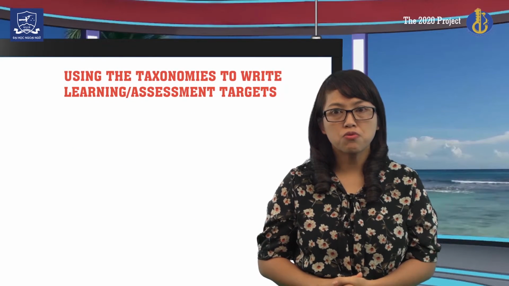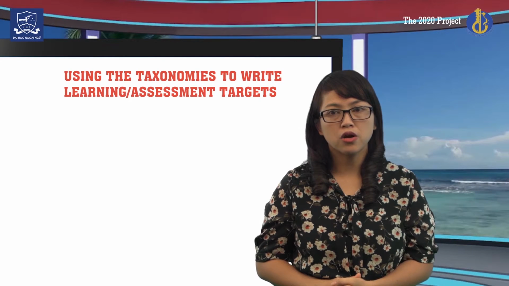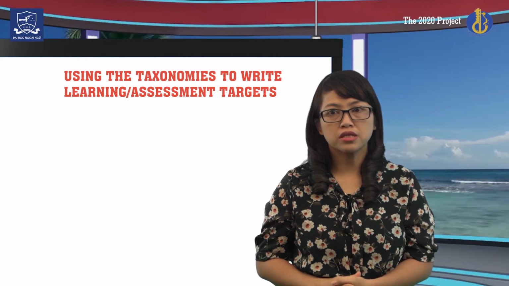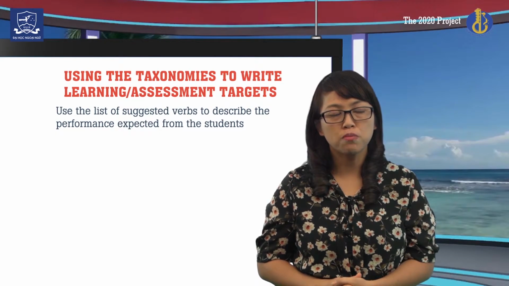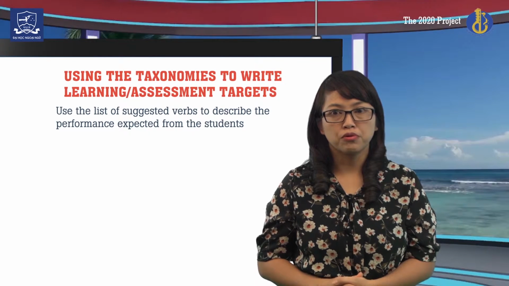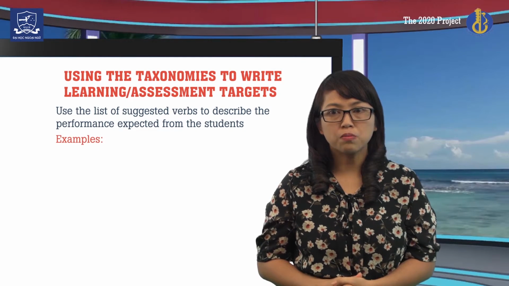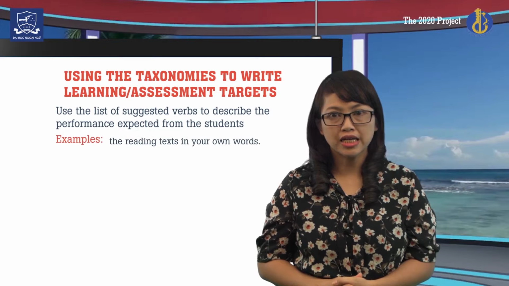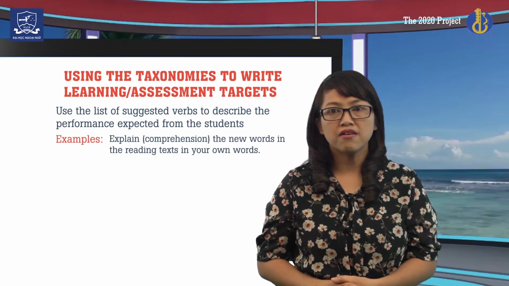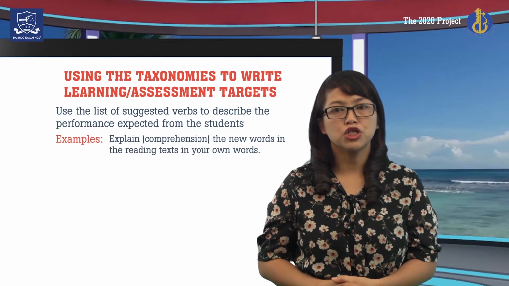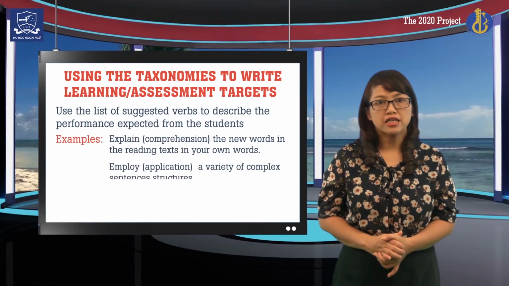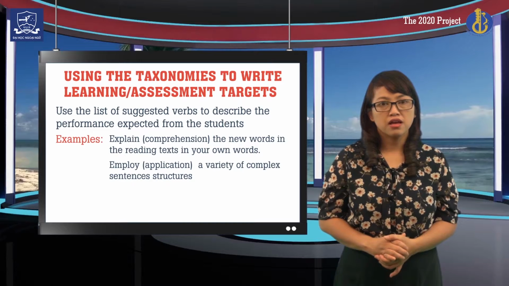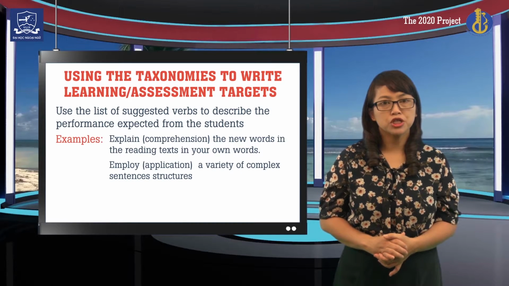When teachers need to write the performance part of a learning or assessment target, they can use the list of verbs for each level in Bloom's taxonomy to describe the performance they expect the student to make. For example, in the learning target, "explain the new words in the reading text in your own words," the level of thinking skill is comprehension. In another example, "employ a variety of complex sentence structures," the level of thinking skill is application.